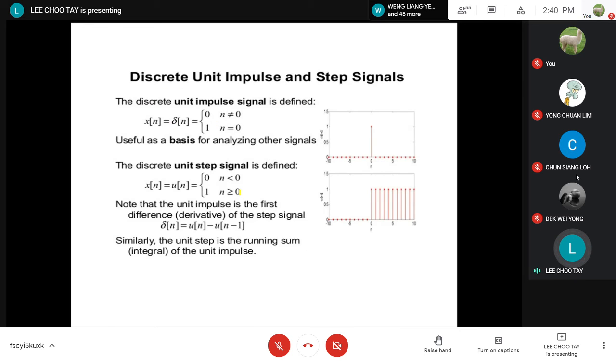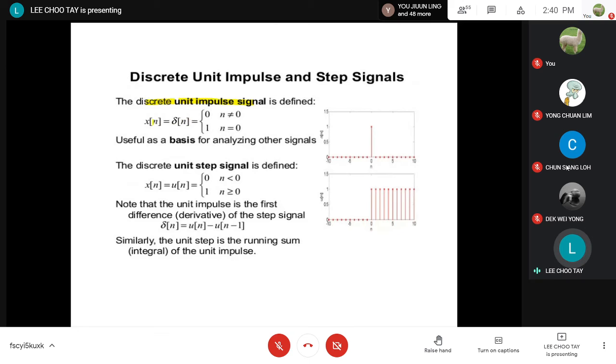On this slide we again define the unit impulse and step signals. The impulse signal is very useful in analyzing communication system blocks. Let's do some revision; this is a recap of what you learned before. We start with the discrete unit impulse signal.